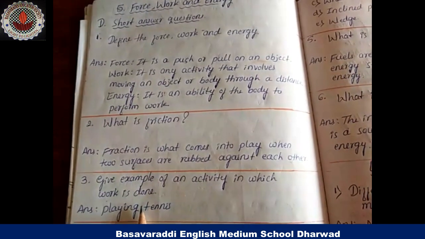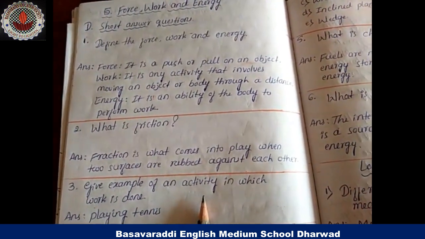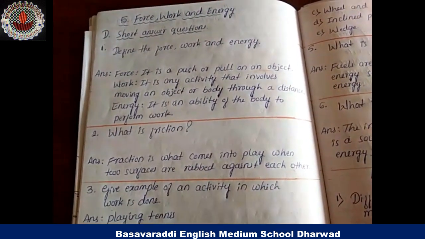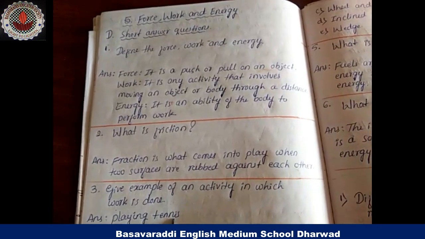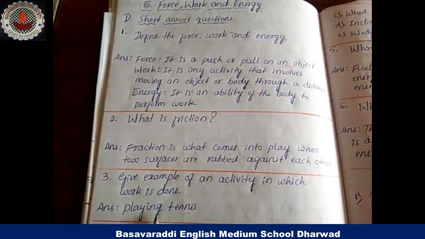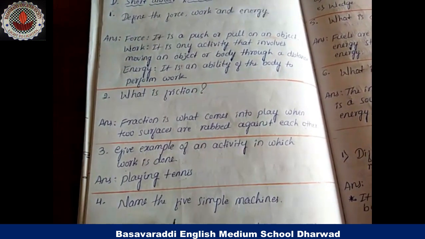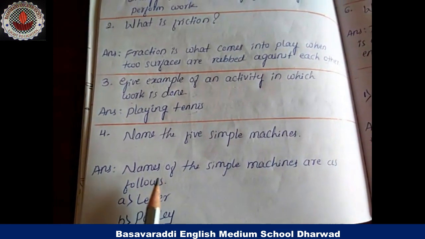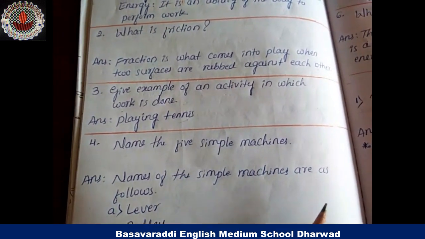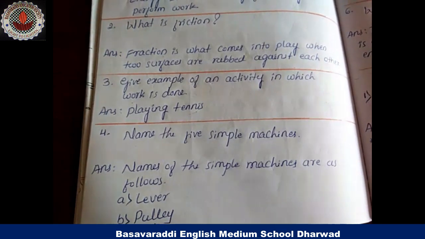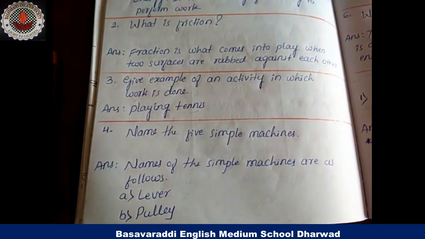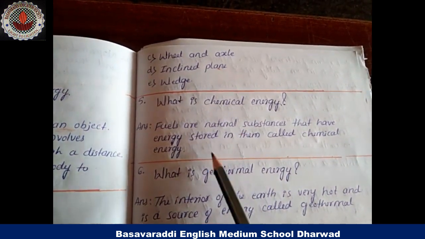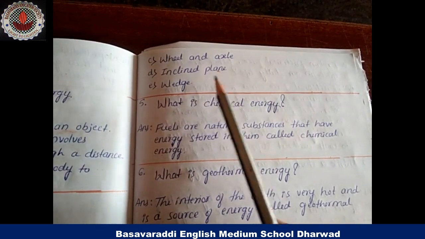The third question, give example of an activity in which work is done. The activity is playing tennis. This is the example of an activity in which work is done. Fourth one, name the 5 simple machines. Answer. Names of the simple machines are as follows: lever, pulley, wheel and axle, inclined plane, wedge.